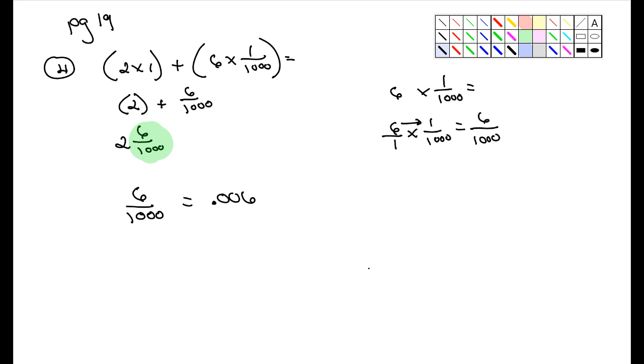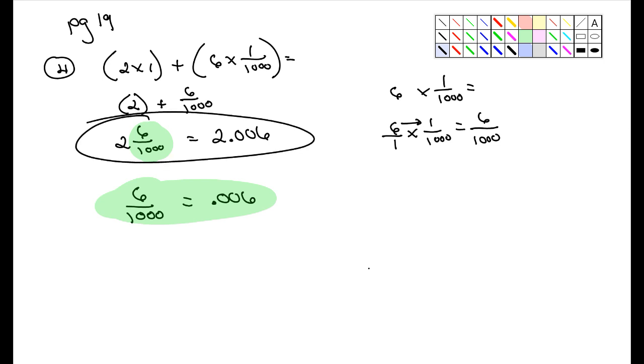Okay. So he just showed us how to convert that into a decimal. Okay. So now the final way to write it would be 2.006, because those are the same. 2 and 6 over 1,000 is the same thing as 2.006. Okay?